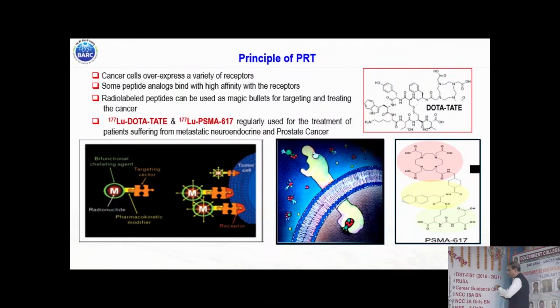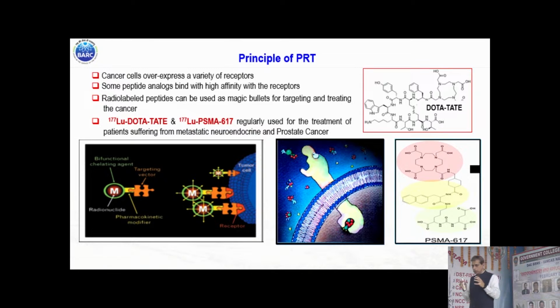Now, coming to another very important application called peptide receptor therapy, or peptide receptor radionuclide therapy, PRT or PRRT. I will try to explain what this is. When we have cancer in the body, these cancerous cells overexpress some receptors. What is a receptor? It is basically a kind of protein. So, it overexpresses those receptors, and if we can target those receptors, we can achieve target specificity.